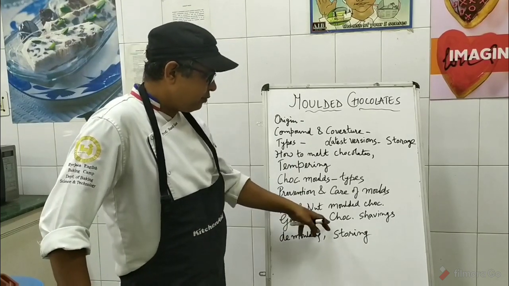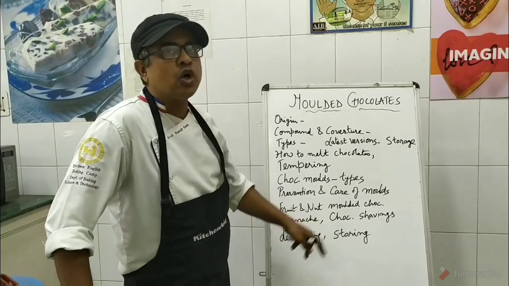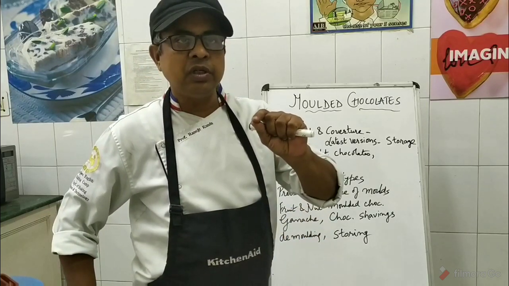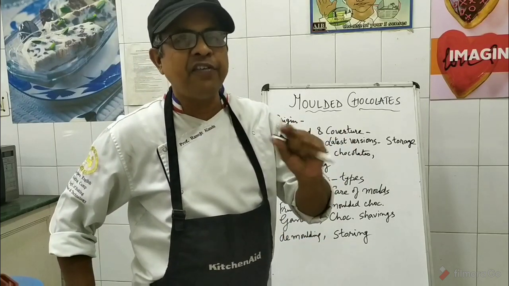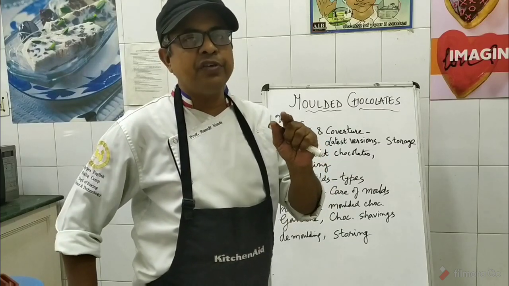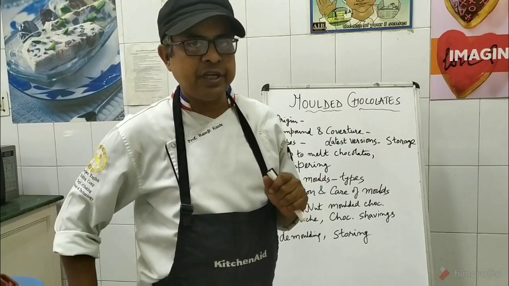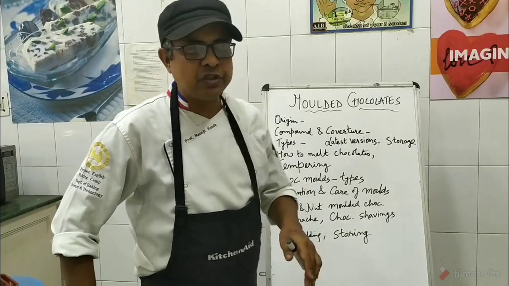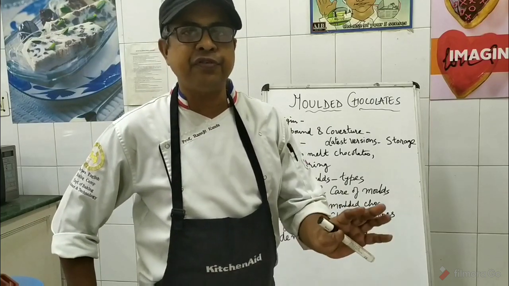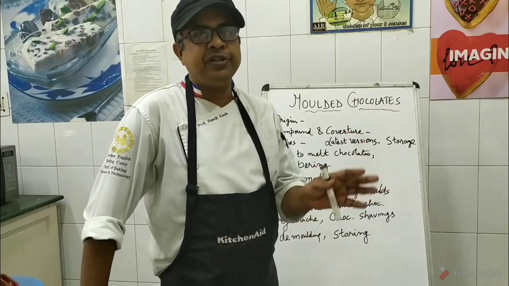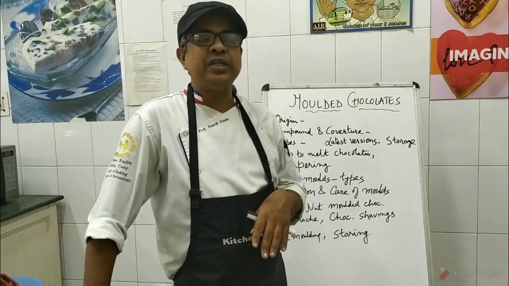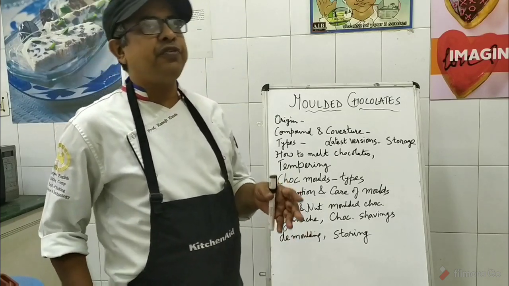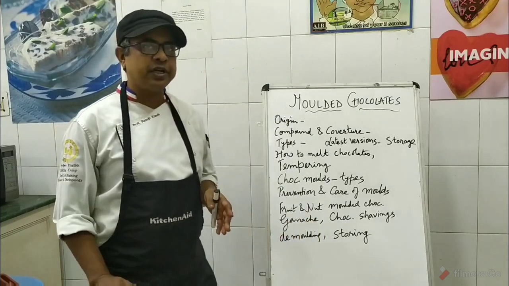Then we'll see how to make chocolate shavings. Chocolate shavings are something you find as chocolate flakes on Black Forest cakes. And then demolding and storing. Once we mold the chocolates, we put them in the fridge, the chiller or freezer. We will see how to take them out, and then the storing part. Once we finish making the chocolates, how do we store them?